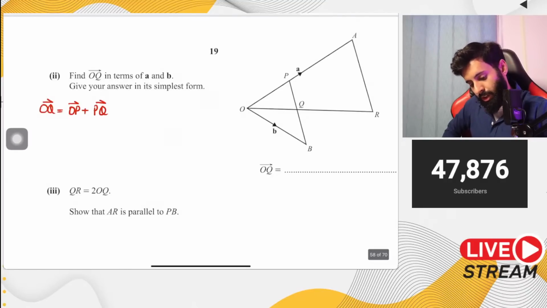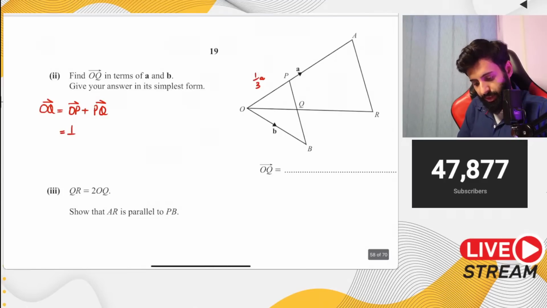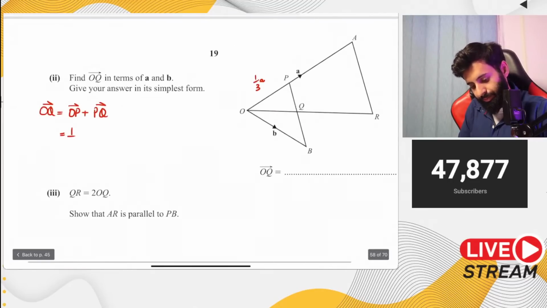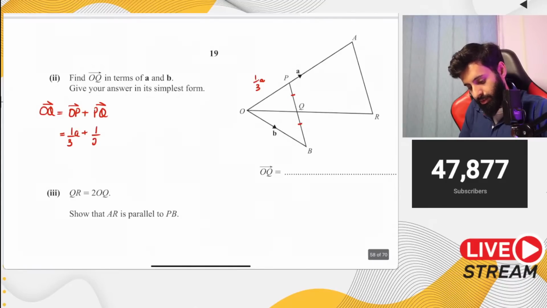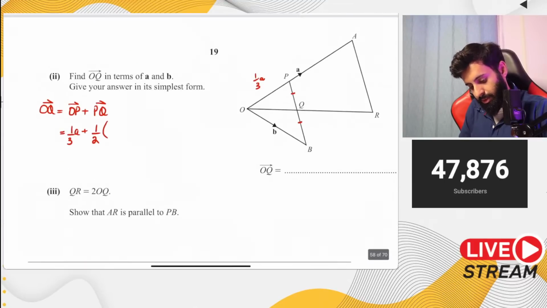Now, OP is what? OP was given to us as 1/3 of A. In fact, we didn't work it out, it was given to us. And what about PQ? Well, since Q is the midpoint of PB, PQ will be half of PB. So PB is something that we've worked out, minus 1 upon 3A plus B.